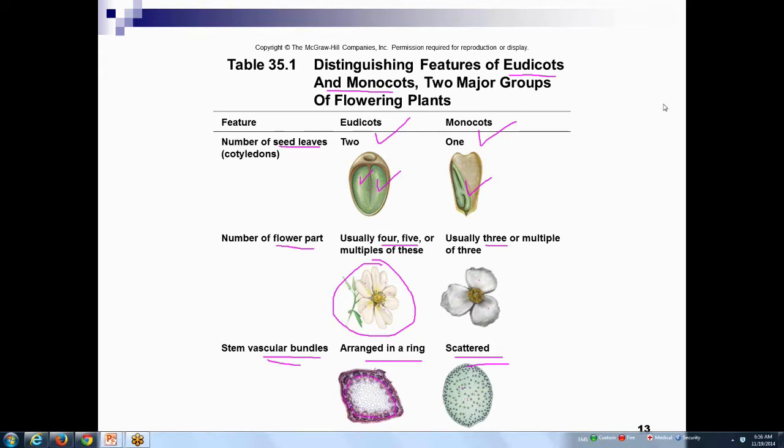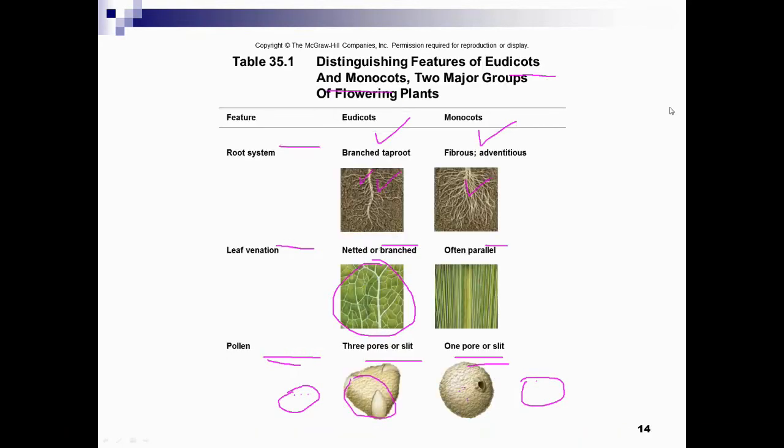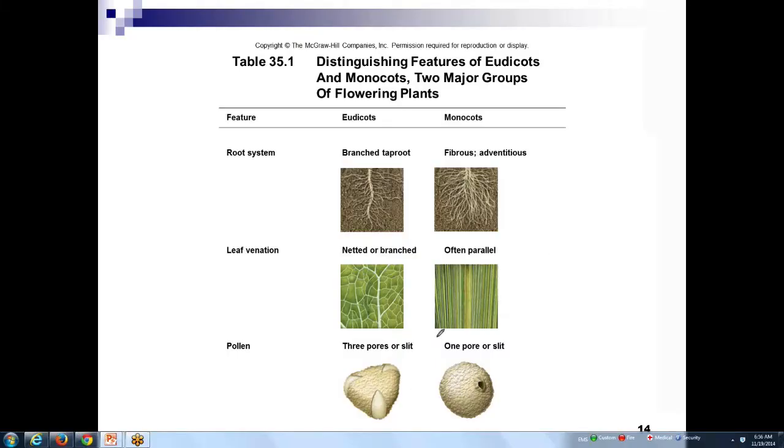Also, it doesn't mention it here, but the pollen grains in monocots usually have 1 pore, and dicots, I should say, have 3 pores, 1, 2, 3 pores in the pollen grains of dicots, only 1 pore in the pollen grains of monocots. Oh, they are going to show that here. Okay, so next slide, you can see that even better. So you have 3 pores or slits here in the dicot, 1 pore over here in the monocot.